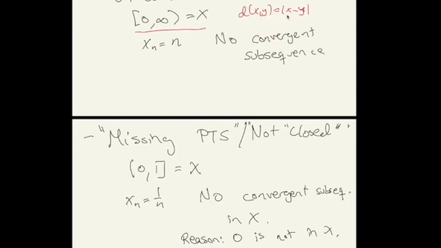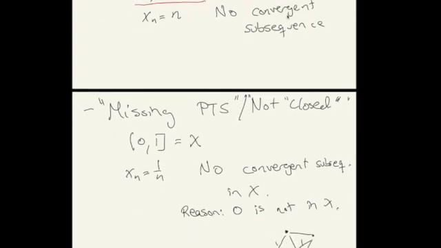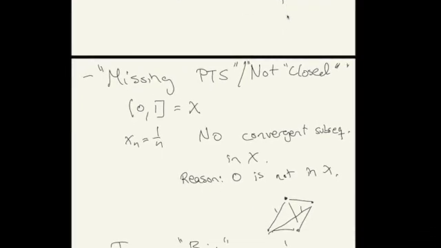Another problematic example where there are no convergent subsequences is again the half-open interval, 0 to 1, and xn equal to 1 over n. Then this sequence also does not have any convergent subsequences in X because the limit point of all of them would be 0, but 0 is not in the space. So 0 not being in X is the reason for these to fail to converge. So there could be some missing points. Indeed, we need Cauchy sequences to converge in order to find convergent subsequences.